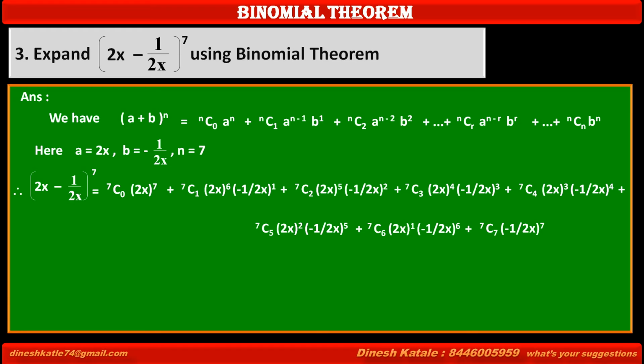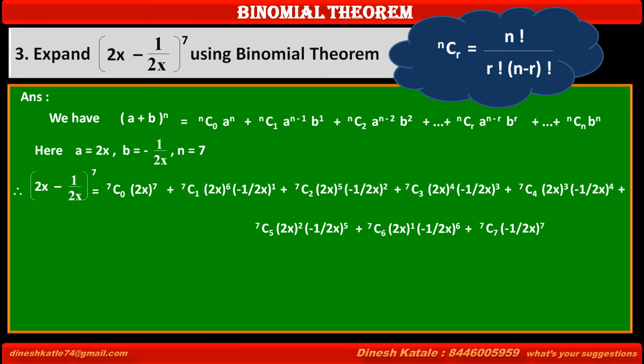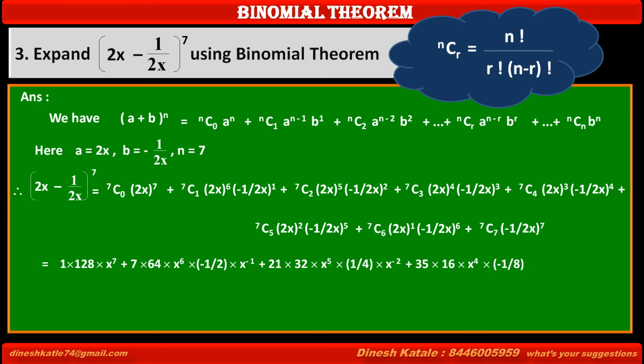Here the first term 2x has power 7. To find the value of the combination of each term, we have to use the formula of combination: nCr is equal to n factorial upon r factorial (n minus r) factorial. Solving each term of the above expression, we get 7C0 that is 1 into 2^7 that is 128 into x^7 plus, like this we have to solve every term and we will get this expression.